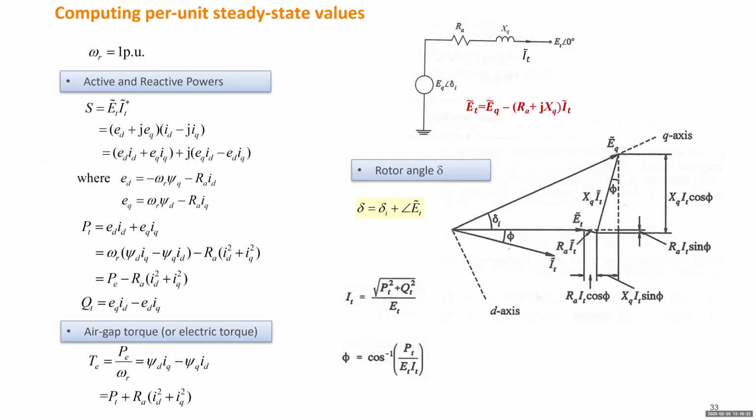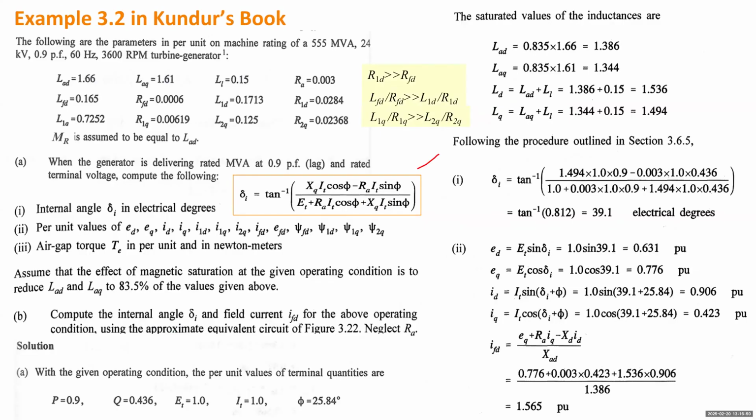Okay, so this is ET, right? So its projection to Q axis will be EQ, and projection to the D axis will be ED. So EQ will be ET multiplied by the cosine delta I, and the other one will be a sine delta I. Okay, what else? To calculate ID and IQ, you can utilize the delta I, but also consider the power factor angle. Yeah. All right.